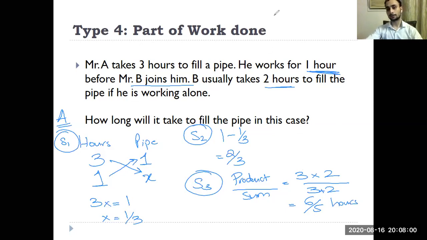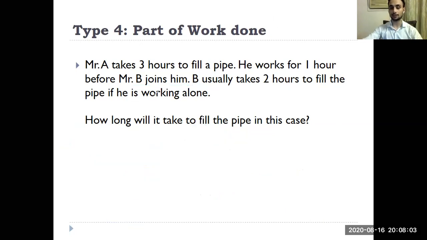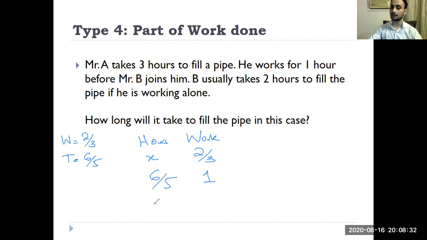Now I'm going to clear up my drawing and थोड़ा सा जगह बनाऊंगा. I know कि जो time, जो work left है, वो है 2 by 3. I know that if they work together, जो time लगेगा वो है 6 by 5. If I were to look at the work and the hours, so hours and work, then I know that the work that needs to be done is 2 by 3. The time that will take is x. But if the work was the entire work, जो time लगता वो क्या होता? 6 by 5. So entirely अगर A and B साथ काम करते तो उनको 6 by 5 hours लगते.